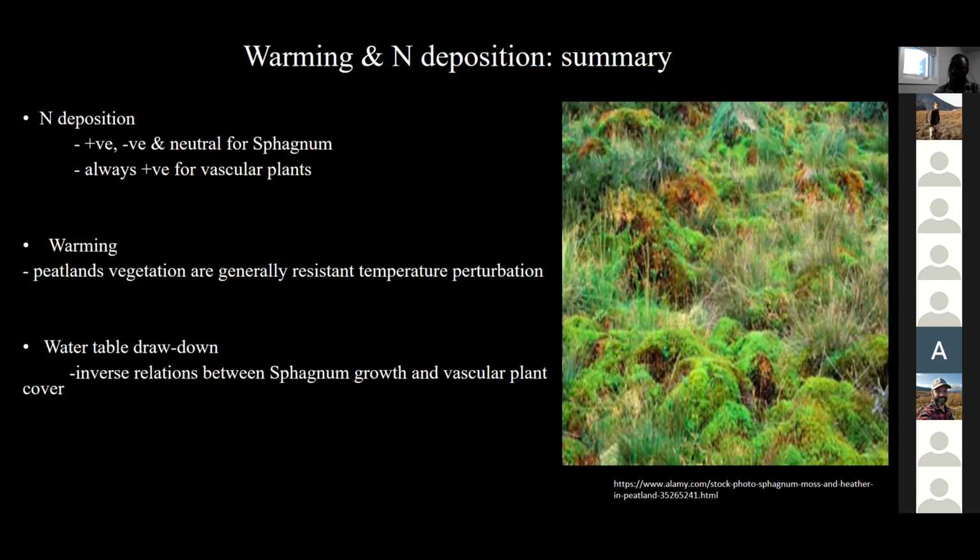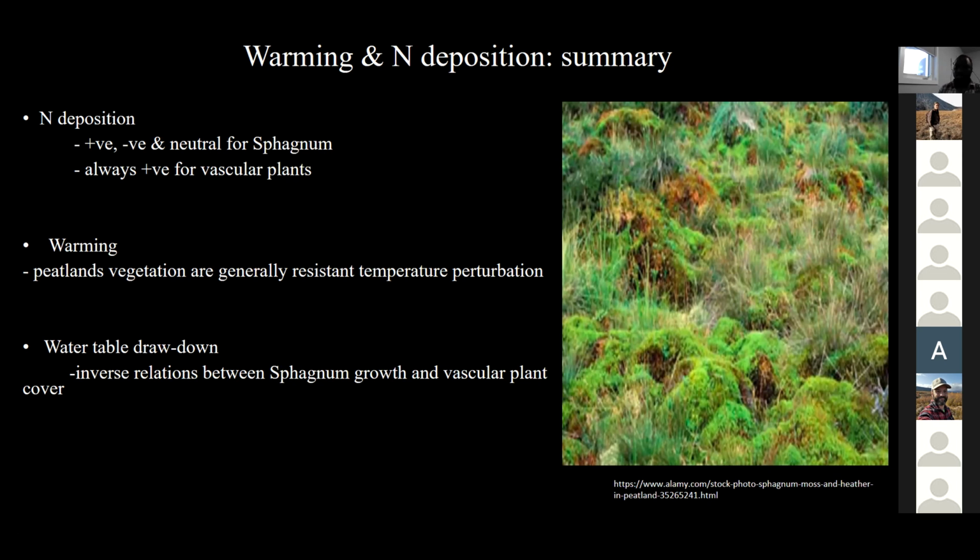With regards to warming, it seems like peatland vegetation is generally resistant to temperature perturbation. In the cases where an increase in sphagnum growth was found, summer temperature had been increased by 4 to 8 degrees Celsius. That begs the question of whether they are inducing physiological responses in sphagnum that could have occurred in the absence of vascular plants. That is, the response may have nothing to do with the vascular plants themselves.